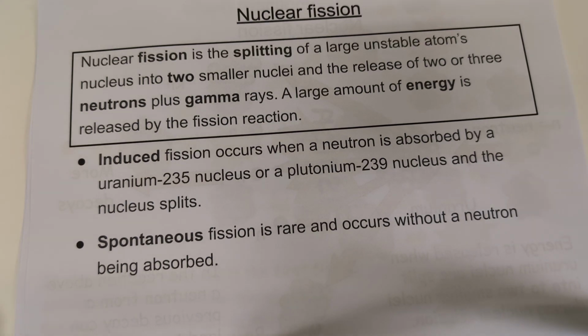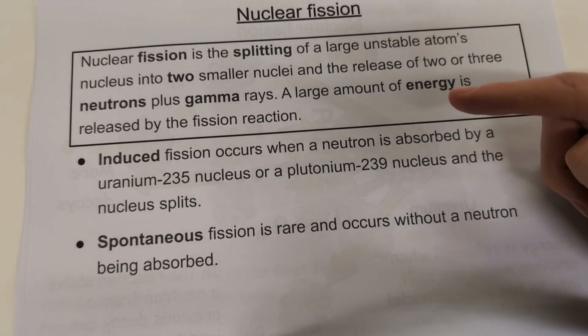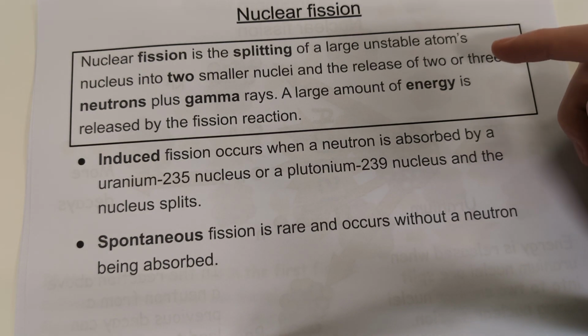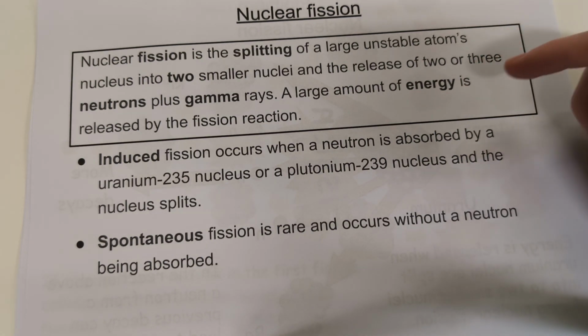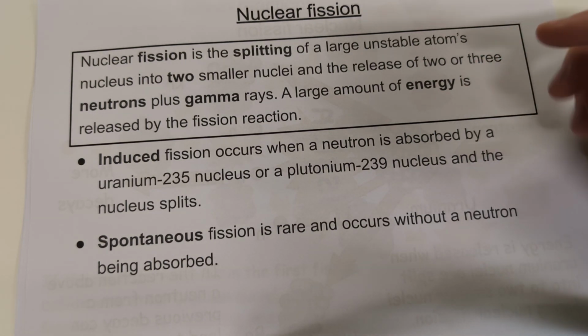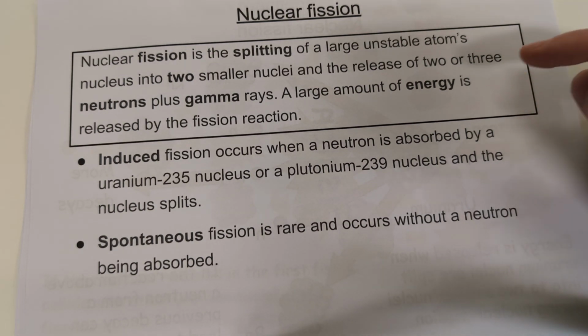Welcome to Lesson 8 of Lower Fifth Atomic Structure, all about nuclear fission. Nuclear fission is the splitting of a large unstable atom's nucleus into two smaller nuclei, and this releases 2 or 3 neutrons plus gamma rays. A large amount of energy is released by the fission reaction.